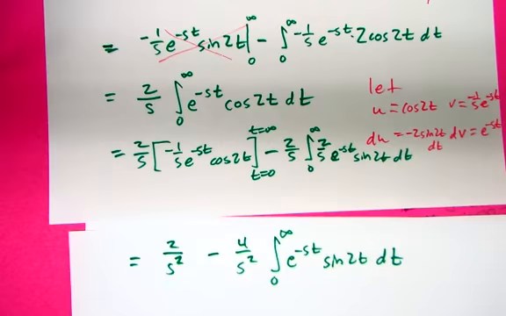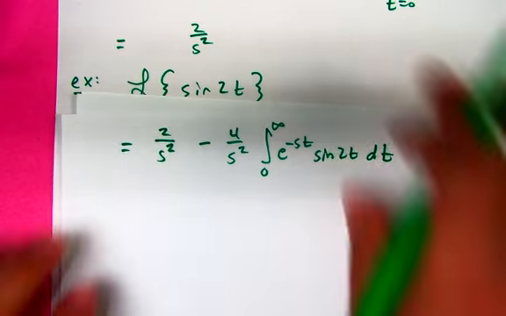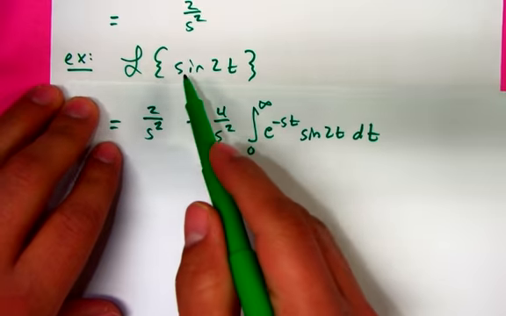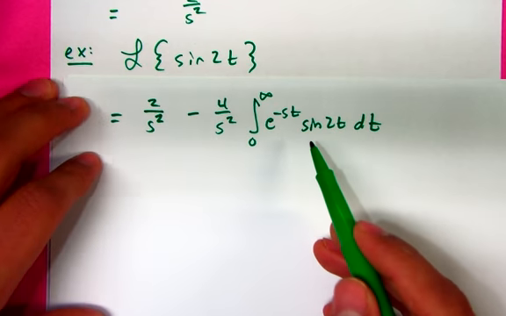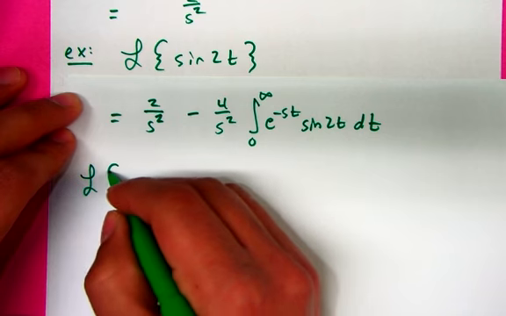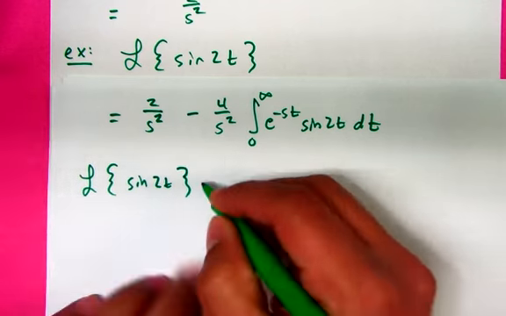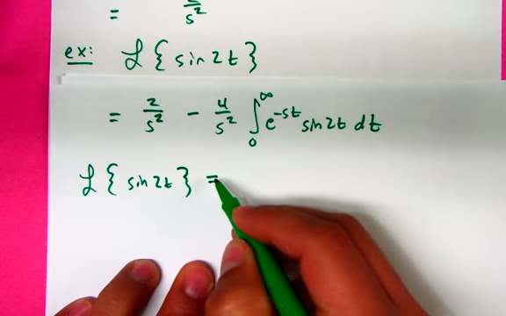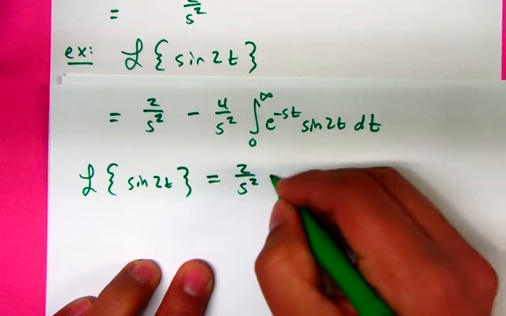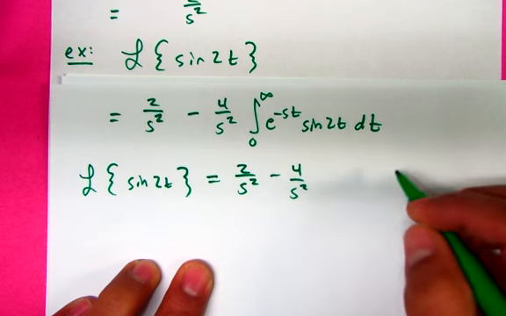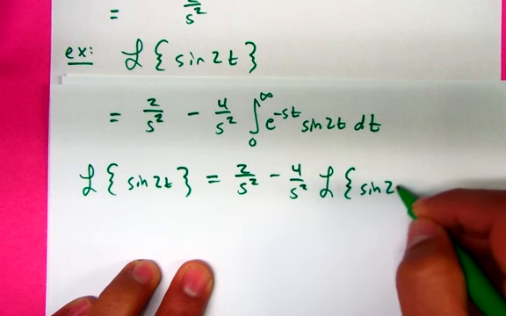Let's see if we can put it all up here. So if we look at what we did and where we started, this is what we want. So this is another variation of that, right? So I'm going to write this out again. Here's what I have. This is what I wanted to find, and so far what I've figured out is that it's 2 over s squared minus 4 over s squared times itself again, right? Do you guys see what I'm saying here?